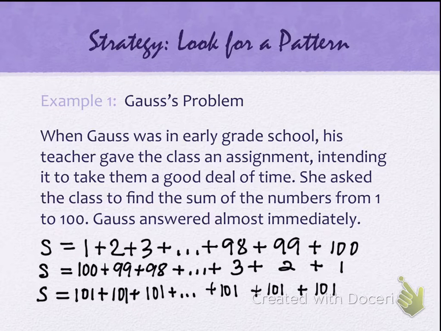So we have a whole bunch of 101s, and it's a lot easier to add 101 to itself a whole bunch of times if we use multiplication. But we need to know how many 101s we have. Any ideas? How many of them are there? There's 100. How do you know? Because the numbers went from 1 to 100, right? There's 100 numbers there. Absolutely.